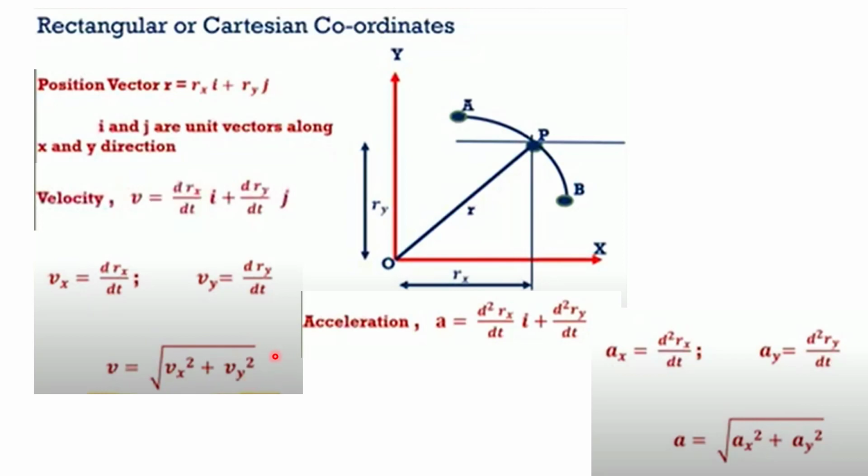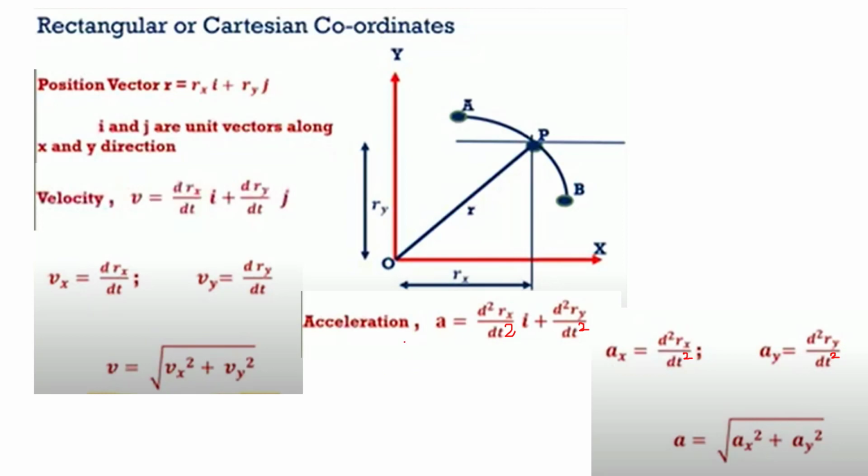Similarly, you can find the acceleration also. So how will you write acceleration in the vector form? We need to differentiate the position vector twice, right? So a is equal to d squared r by dt squared, which is equal to d squared Rx by dt squared i plus d squared Ry by dt squared j. Now what is ax here? Ax is d squared Rx by dt squared. Similarly, ay will be d squared Ry by dt squared.